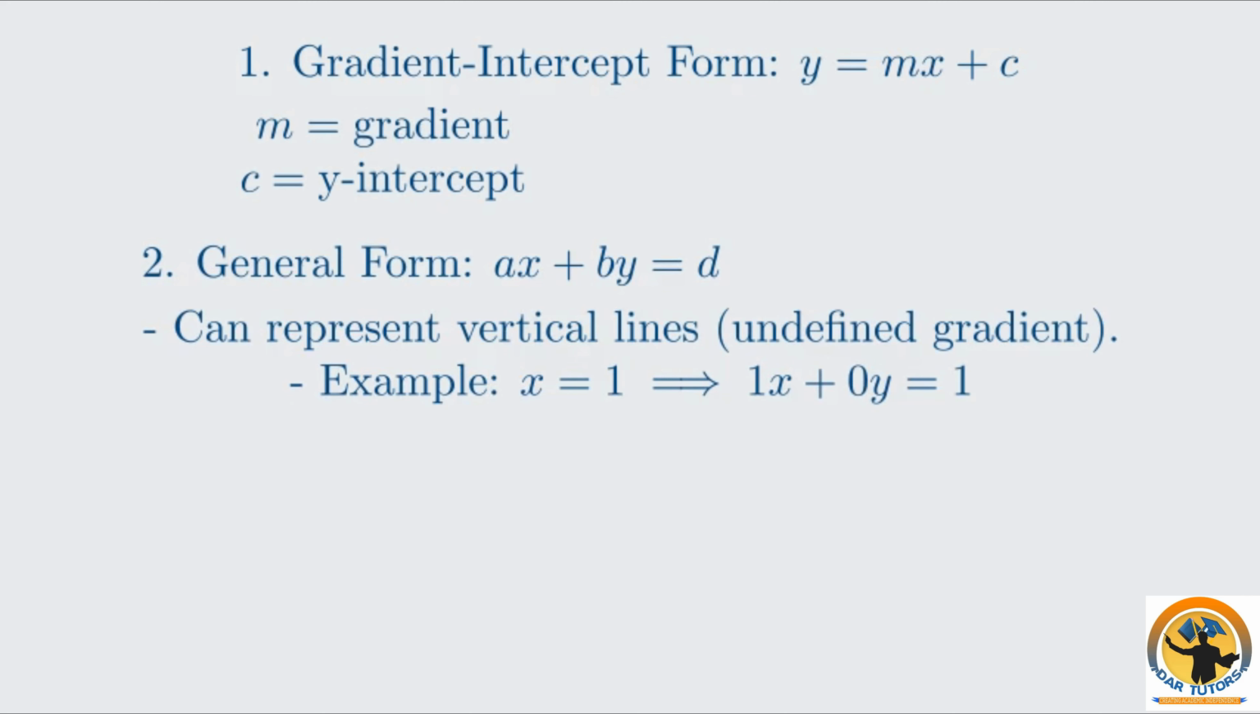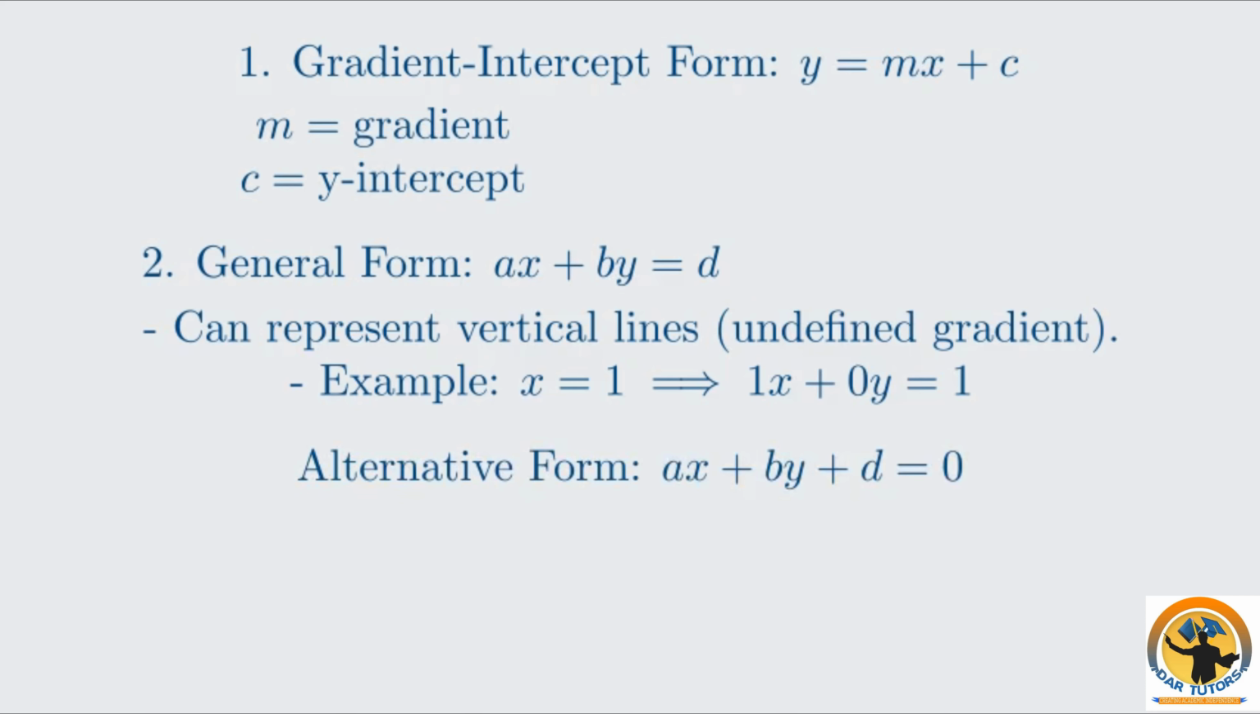This form has a significant advantage. It can represent all lines, including vertical lines, which have an undefined gradient. For a vertical line like x equals 1, we can write it as 1x plus 0y equals 1, showing its gradient is undefined. In IB exams, you may also see a similar form. The form ax plus by plus d equals 0 is equivalent to the general form. You simply move the constant d to the left side of the equation.